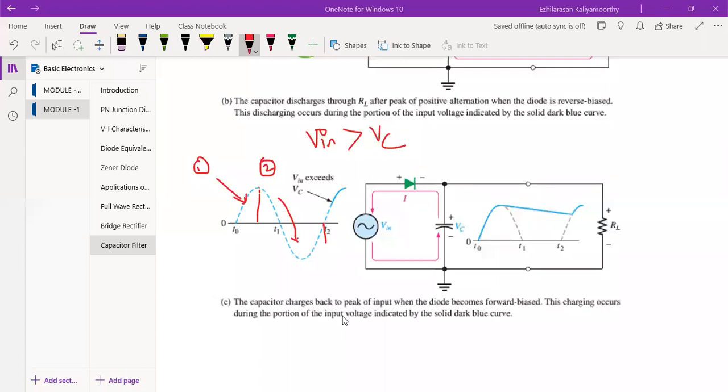So you can see here the capacitor charges back to the peak of the input voltage when the diode becomes forward biased. Why? Because here in this place the diode is forward biased. Here the diode will become reverse biased. Again it will come back to forward bias. So when it comes back to forward bias, the charging occurs during the portion of the input voltage indicated.